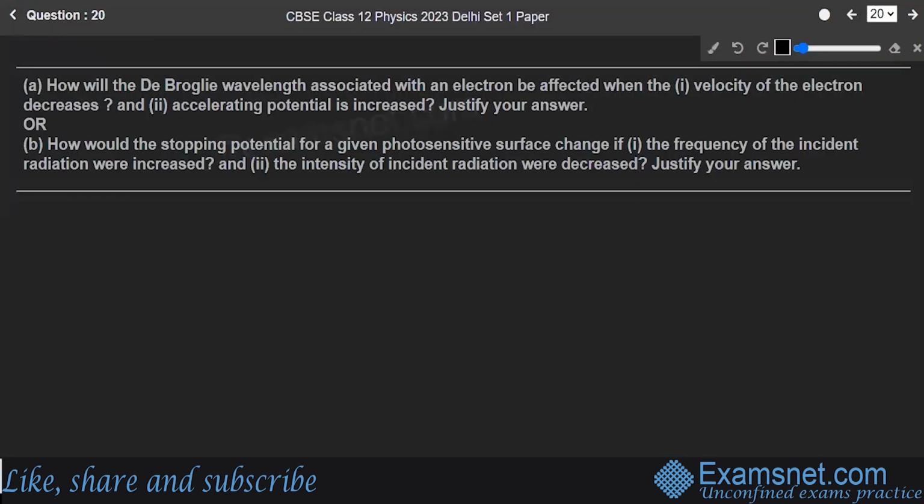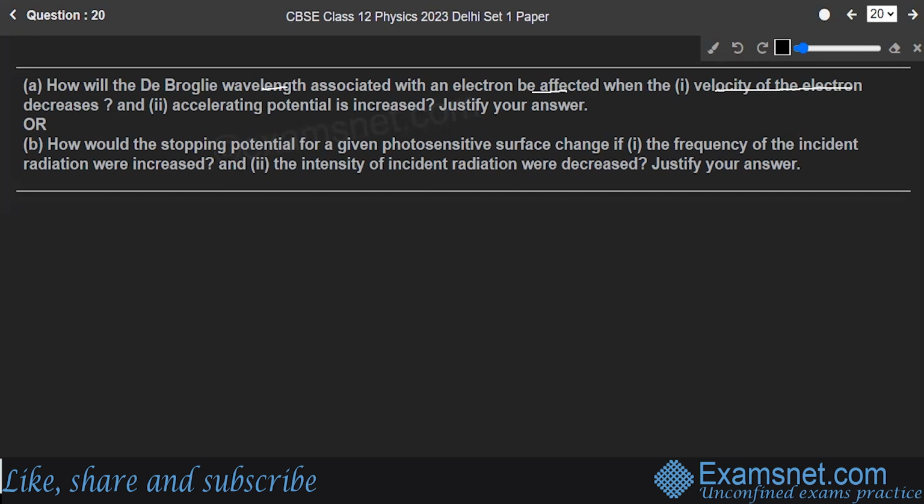Question number 20. How will the de Broglie wavelength associated with an electron be affected when the velocity of the electron decreases and when the accelerating potential is increased? You have to justify your answer. This is a choice question, or you can attempt this one. Let's go with the first one, part A. How will the de Broglie wavelength associated with the electron be affected when the velocity of the electron decreases?